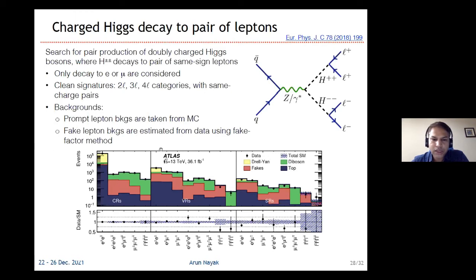So here you see 3 different regions, the control regions for these final states. This is giving the final states, 2 lepton, 3 lepton, 4 lepton, and so on. And the number of events you obtain in the control regions, in the validation regions, and then this is the signal region.